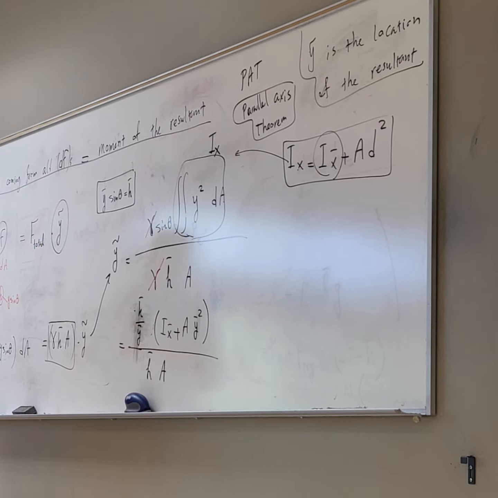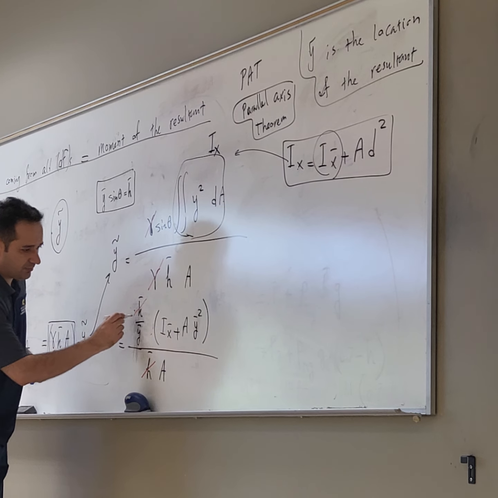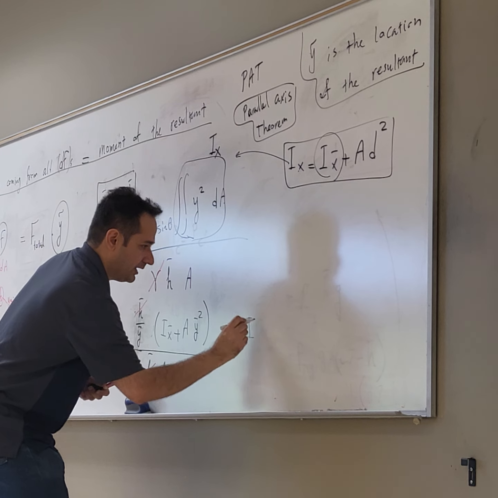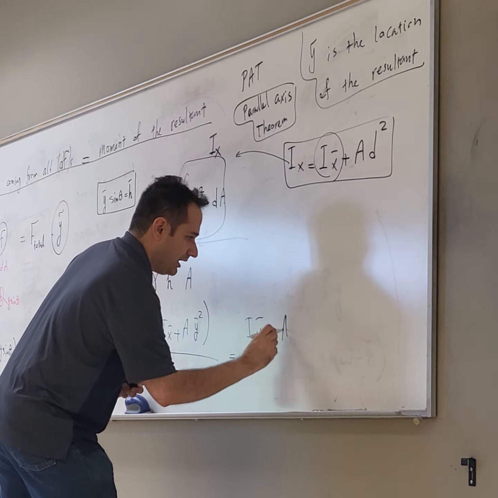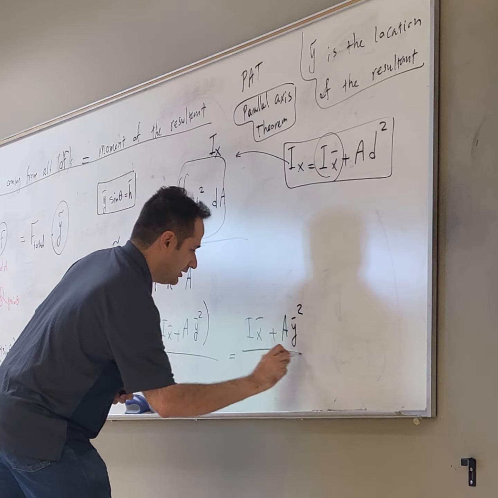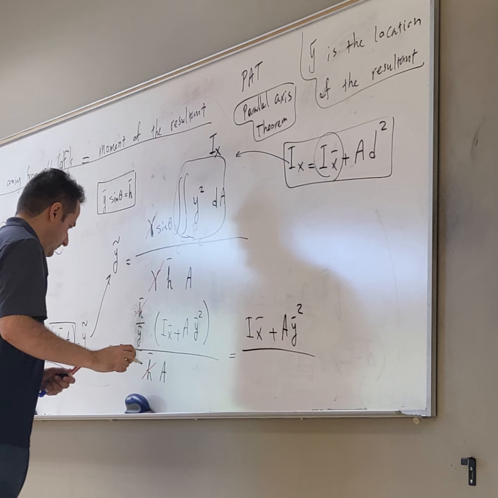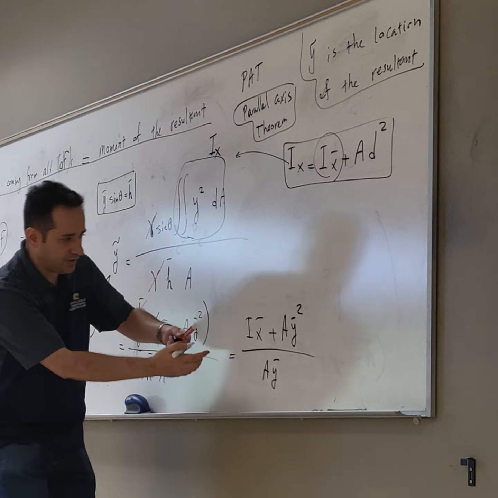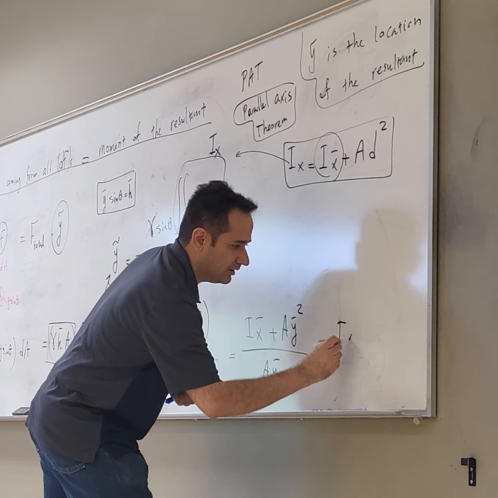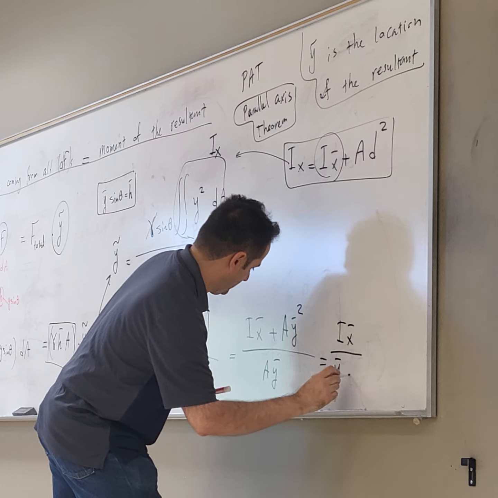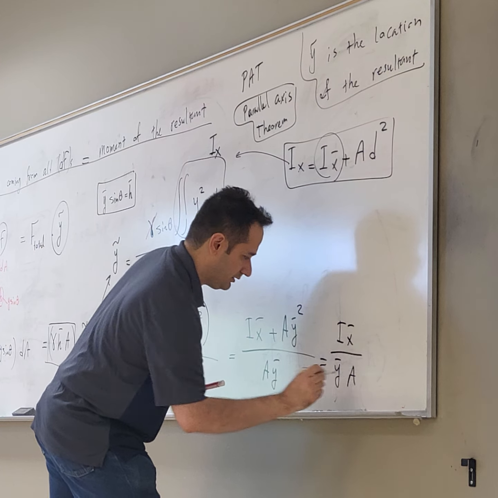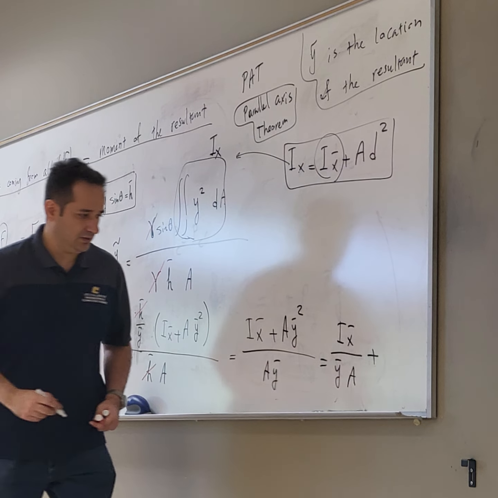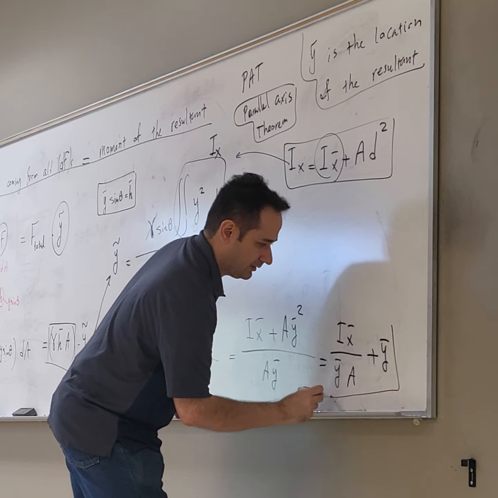Now all I need to do is to simplify. You get rid of this h bar because both of them are on top. So you get Ix bar plus A y bar squared divided by A y bar. Now divide it, so you get the first term Ix bar divided by y bar A, plus the second one, you get just y bar. That's the final result.